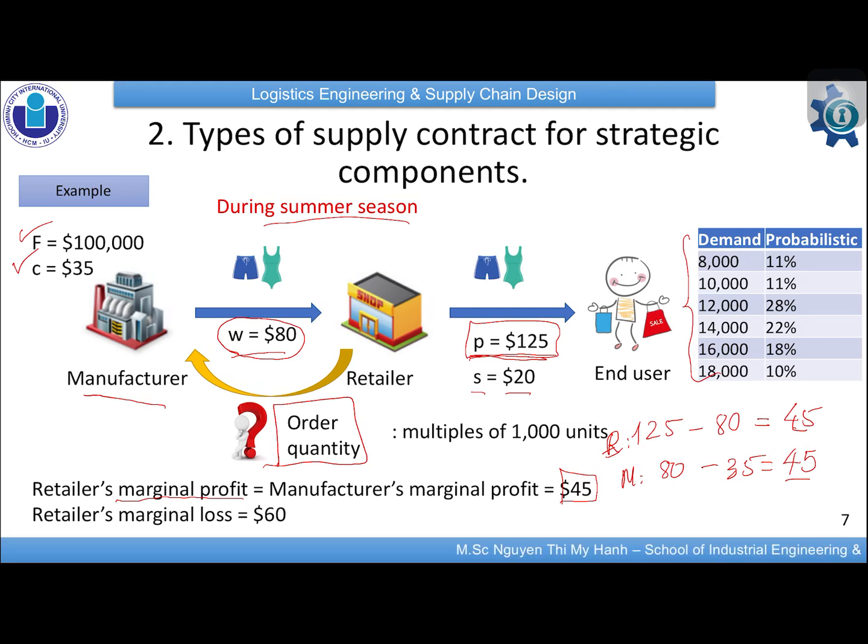And the retailer marginal loss is when they cannot sell their products, so the unsold product will be sold to their discount store at the price 20, and the retailer buy one swimming suit at the price $80, but they only can sell at $20, so they will lose 80 minus 20, that is equal to 60, right?